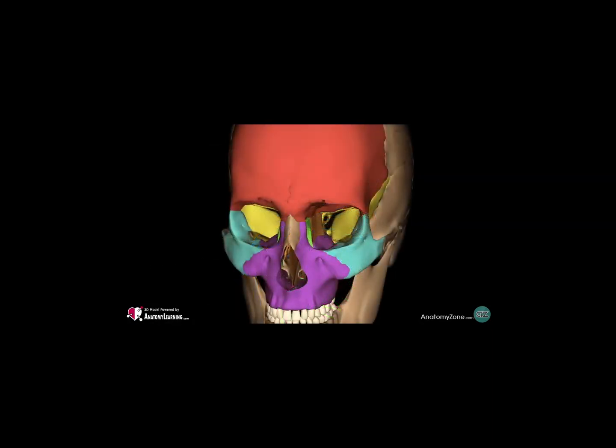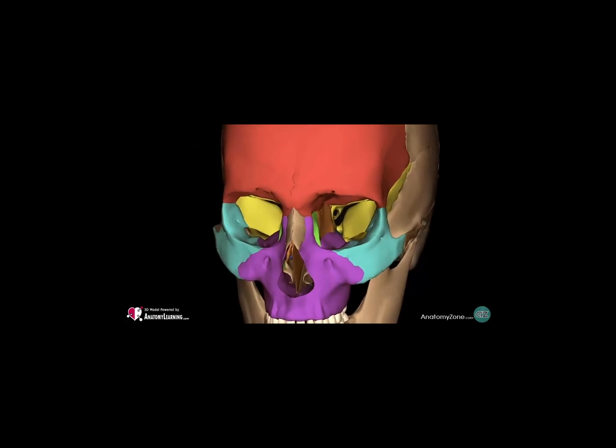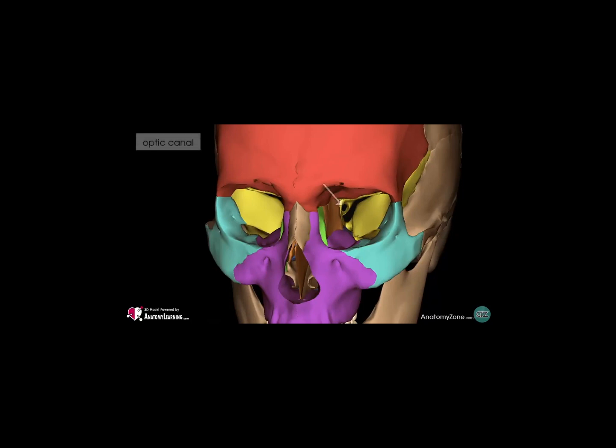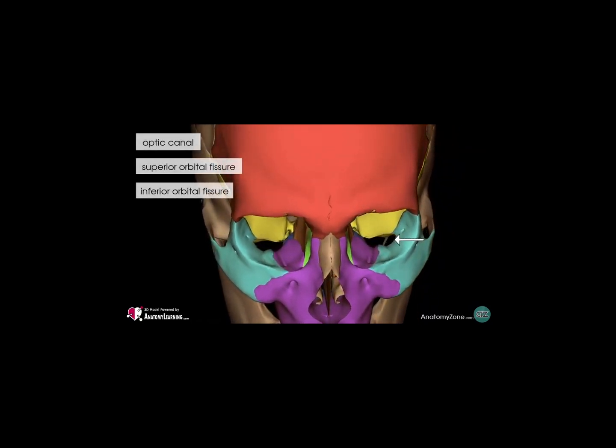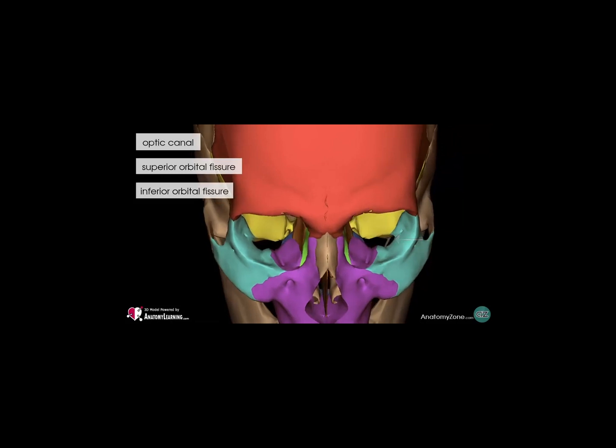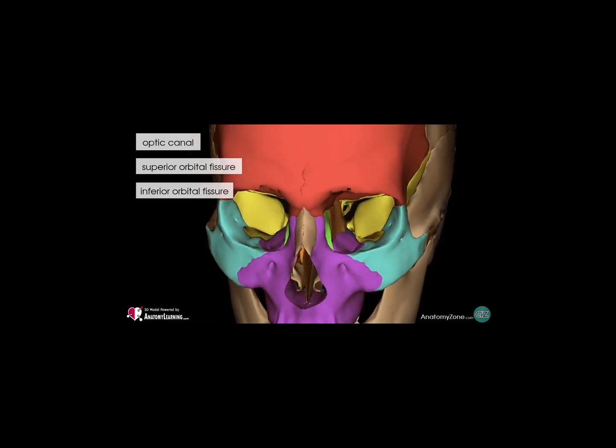Let's take a look now at the pathways into the orbit. There are three main pathways by which structures can enter and exit the orbit. These include the optic canal, the superior orbital fissure, and the inferior orbital fissure. The optic canal transmits the optic nerve and the ophthalmic artery. It opens into the middle cranial fossa.